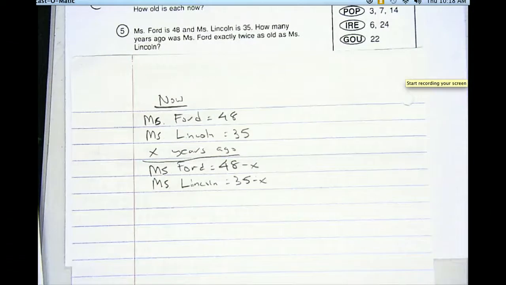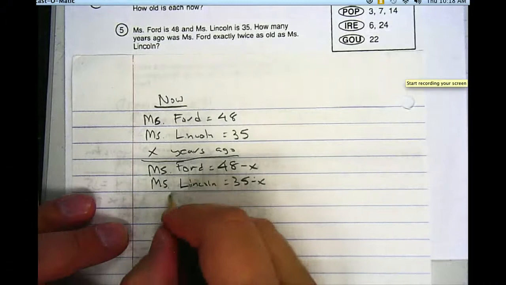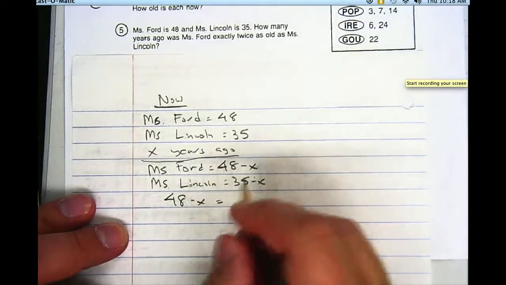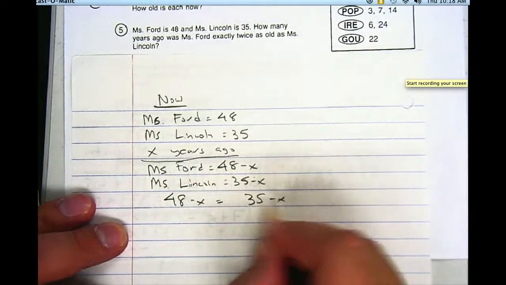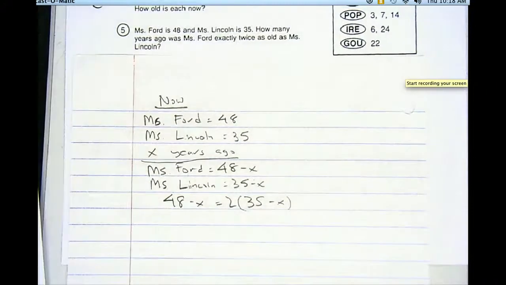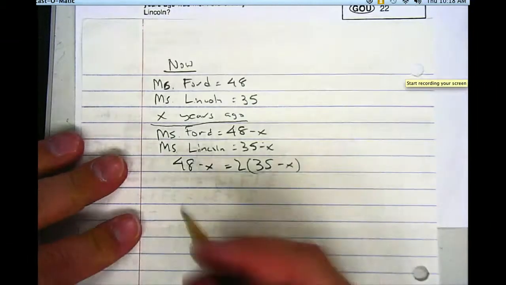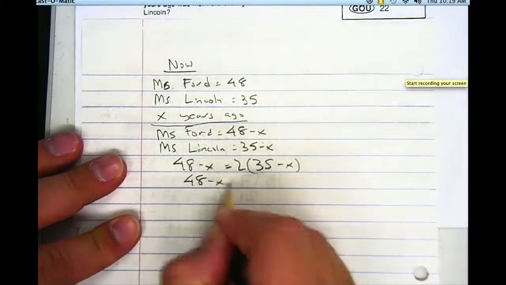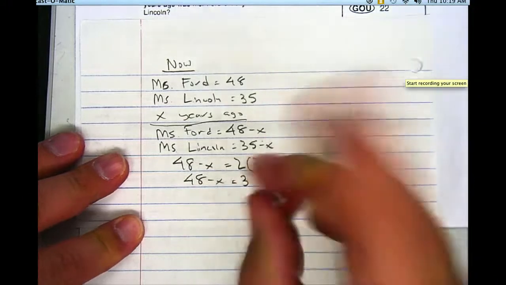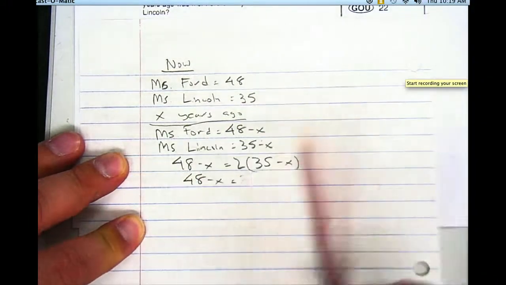And I have to find a time when Miss Ford is exactly twice as old as Miss Lincoln. So since Miss Lincoln is younger, she'd be half the age, I'd have to multiply her age by 2 to get Miss Ford's age. So what I'm going to have is Miss Ford is 48 minus x, and that would be equal to Miss Lincoln's age times 2, because I'd have to multiply Miss Lincoln's age by 2 if Miss Ford is twice as old. Now I can use my distributive property. I have 48 minus x is equal to 2 times 35, which is 70, minus 2x.